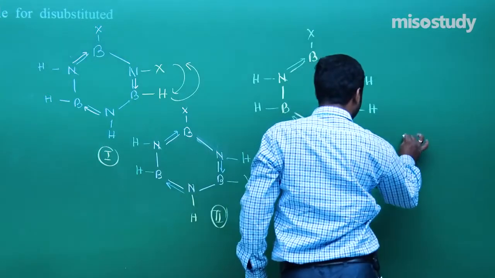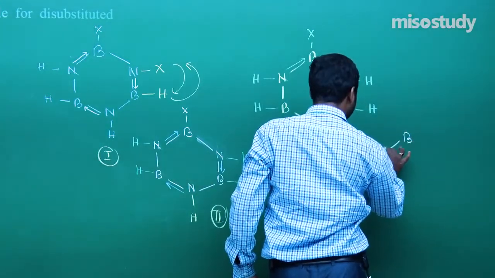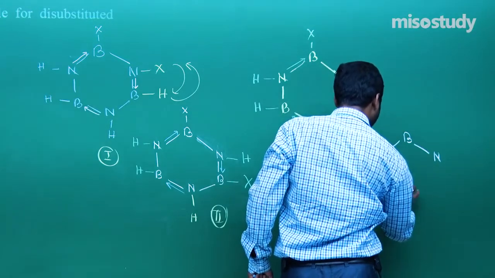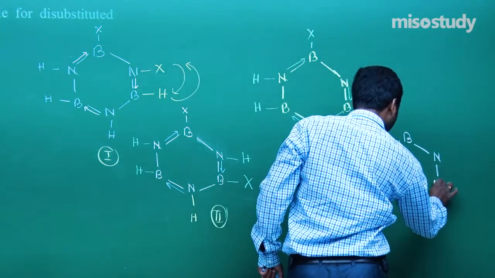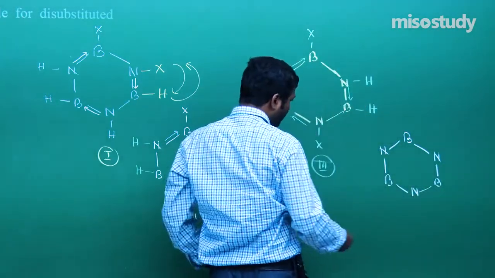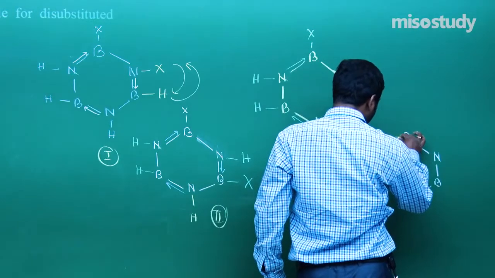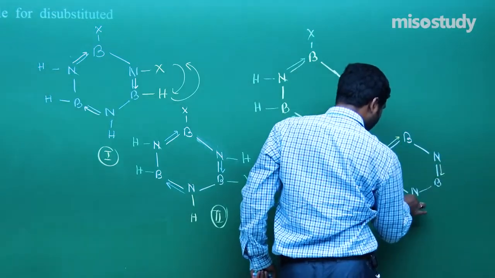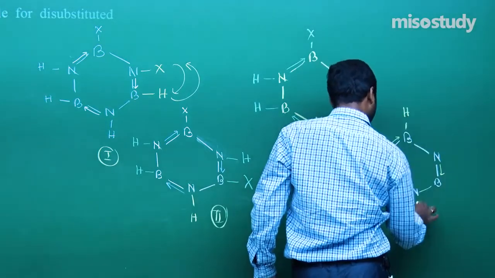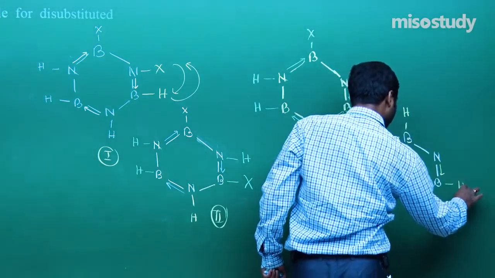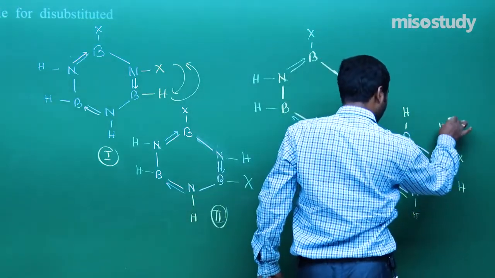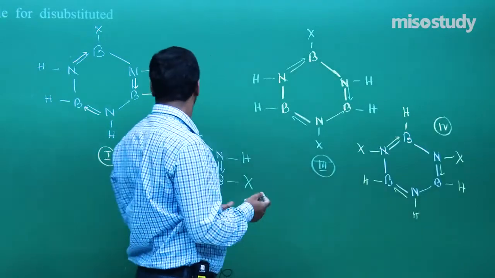The next structure will be, that is B, that is N, that is N. This one is B, this one is N, this one is B, and this one is N. Wait for a moment. Put here this, put here this, and put here this. Now put here H, put here H, here put H, now H, now put here X, now put here X. There is many more possibility. I have substituted.